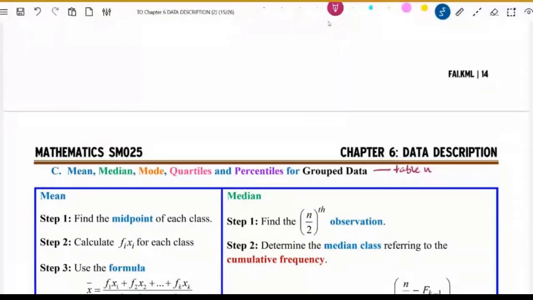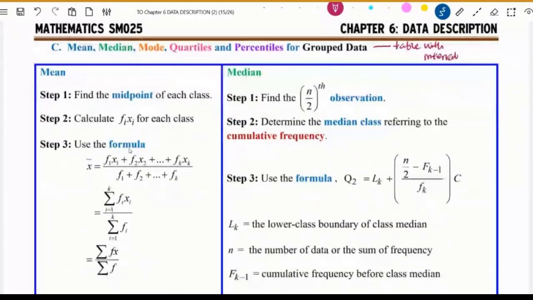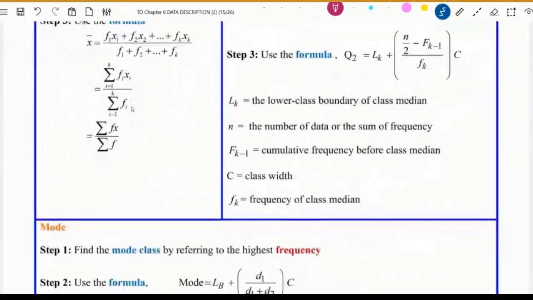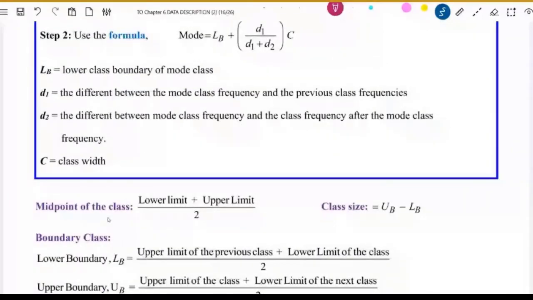Okay, mesti table yang ada interval. Okay, so to find mean, median and mode first, I already made the steps. So for the mean, starting, we have to find the midpoint. So what is midpoint? I already put the formula down here, which is found by lower limit plus upper limit divided by 2.